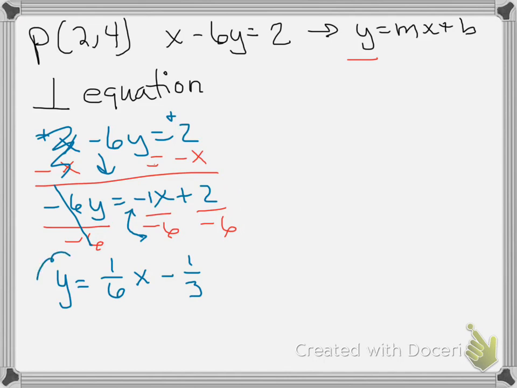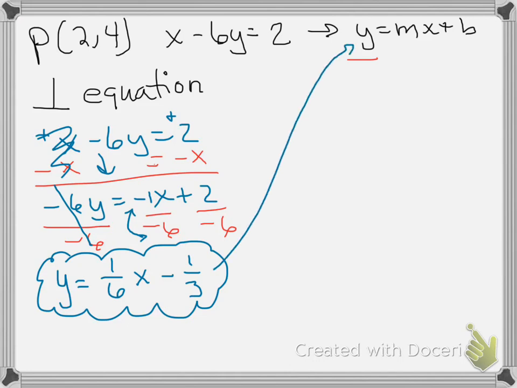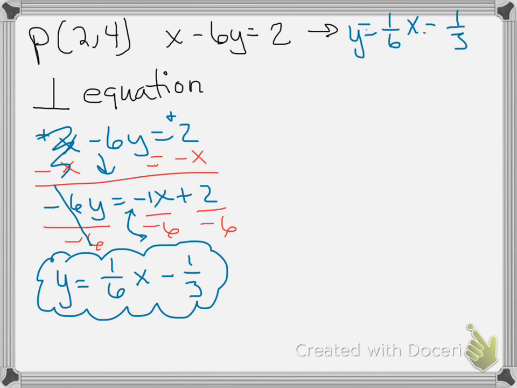So here is my equation that we just changed from standard form to y-intercept form. So this actually has been changed into that. I'm going to erase this, and I'm going to put what we changed it to. So I'm going to put it right here: y equals 1/6x minus 1/3.